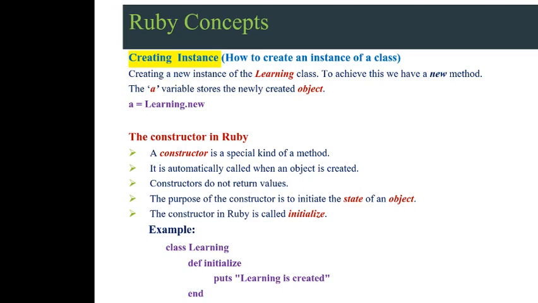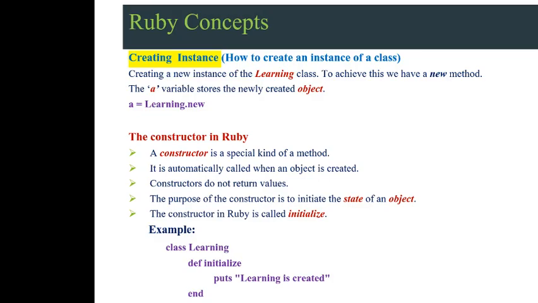This special method is called the constructor method. It will be called automatically when you create an object from the class. Whatever line of code you put in, it will automatically be called. So in this example, when I call learning.new, it will create a new instance from this class, and then it will call this method, and it will print out learning is created. So this is how it works.